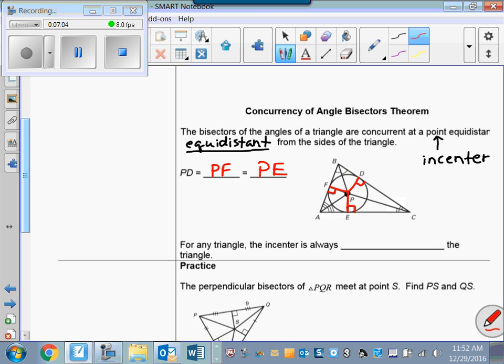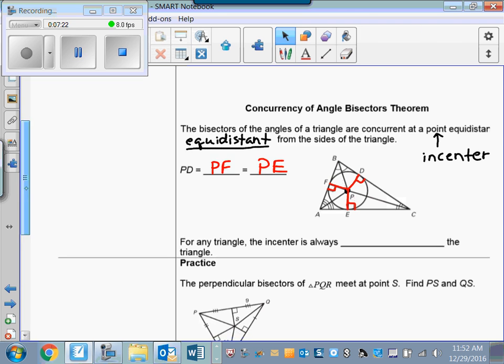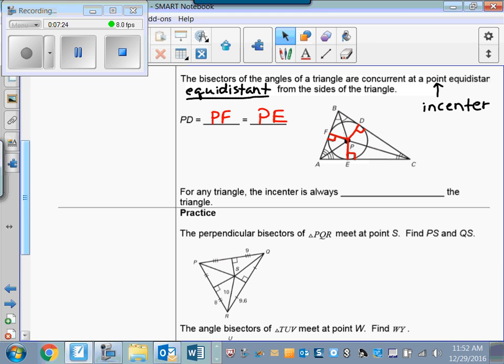So there you go. If we didn't have anything else to learn, you'd have enough just to keep that straight: the incenter from the circumcenter, and which one's equidistant to the vertices and which one's equidistant to the sides. A lot to keep straight. Please, please make flashcards and practice.